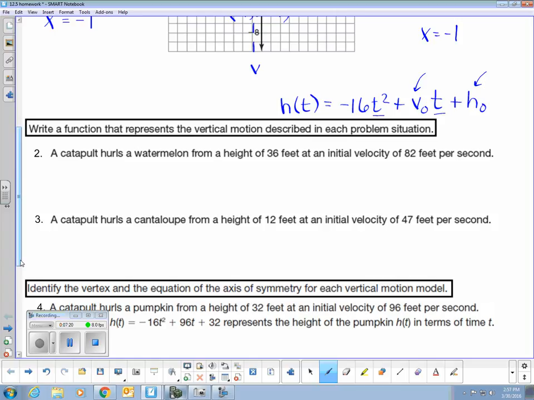So my function for number 2, catapult, h of t. We have an initial height of 36 feet and an initial velocity of 82 feet per second. So my equation would be modeled with negative 16t squared, my initial velocity, my initial height. Oops, I've got that backwards. Let's try that again. My initial velocity is 82 feet per second, and my initial height is 36.